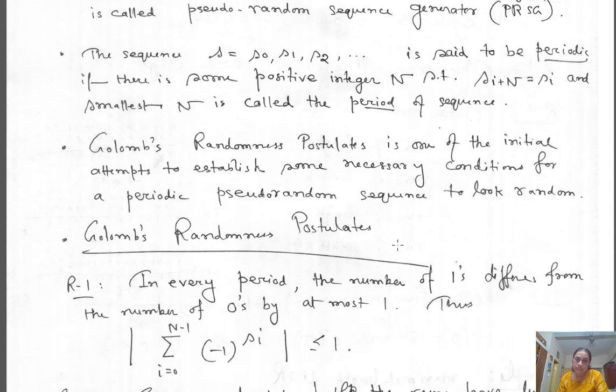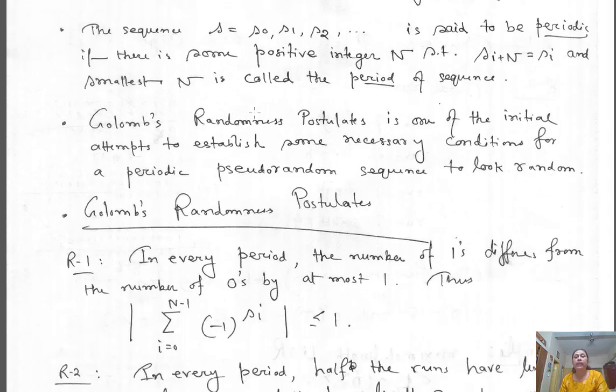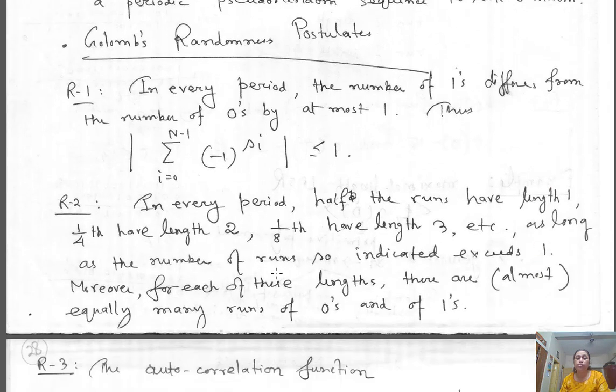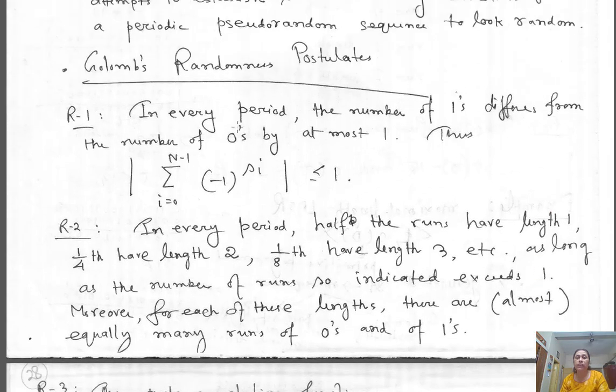Now let us discuss Golomb's randomness postulates. This is one of the initial attempts to establish some necessary conditions for a periodic pseudo-random sequence to look random. Golomb's postulates work for periodic pseudo-random sequences. So what are the properties it should exhibit? There are three rules, three properties.